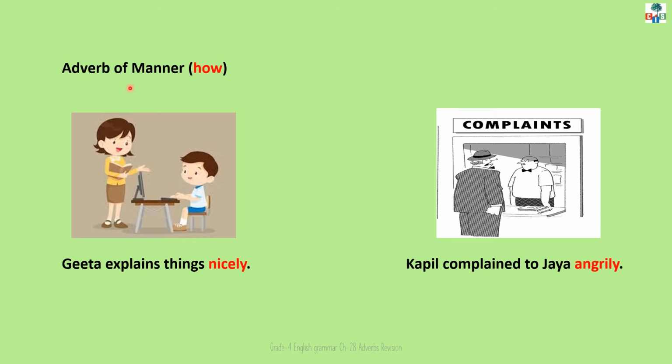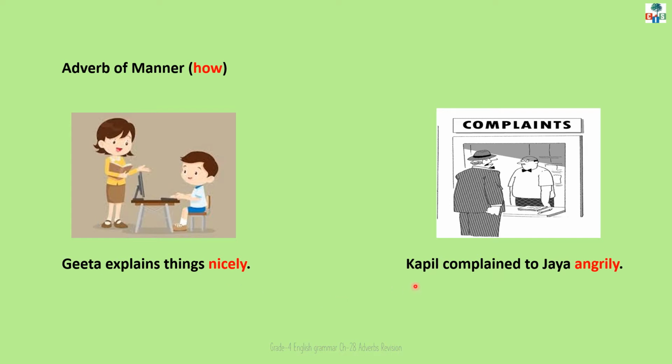Adverb of manner. An adverb of manner tells us how an action takes place or in what manner an action is done. For example, Geeta explains things nicely. Now ask the question with how. How does Geeta explain things? Geeta explains things nicely. We get the answer nicely. So nicely is an adverb of manner in this sentence.